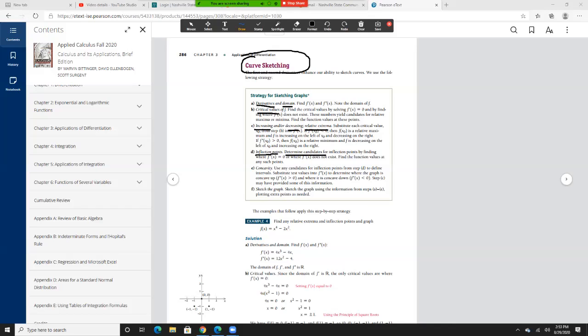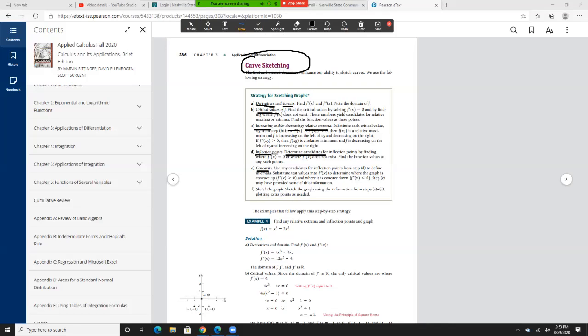So again, setting the second derivative equal to 0 does not guarantee that you have found an inflection point. It guarantees that you have found a potential or a possible inflection point. You must do the test values on both sides to determine that it does change concavity.